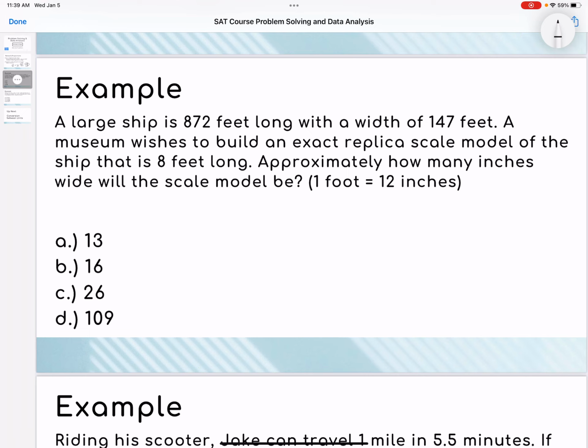And on a problem like this, if they give you a conversion, you're most definitely going to use it in nearly every case that I've ever seen. If you're given a conversion, it's going to be important at some point in your calculation of the problem, right?